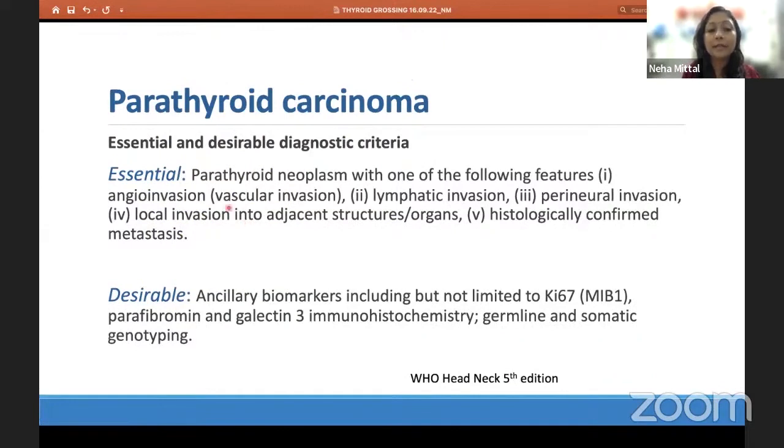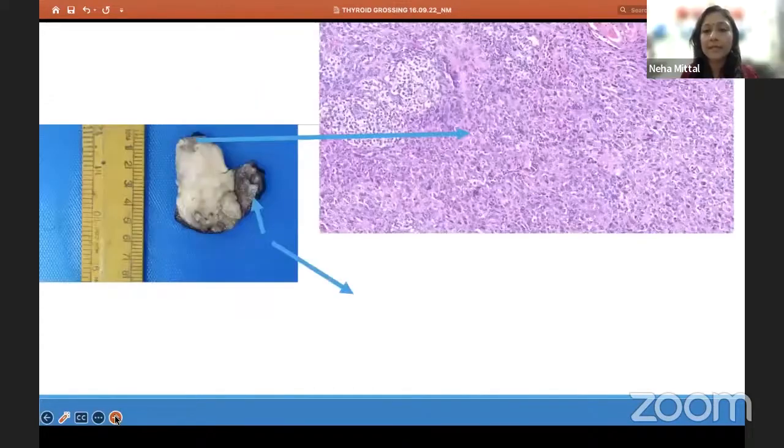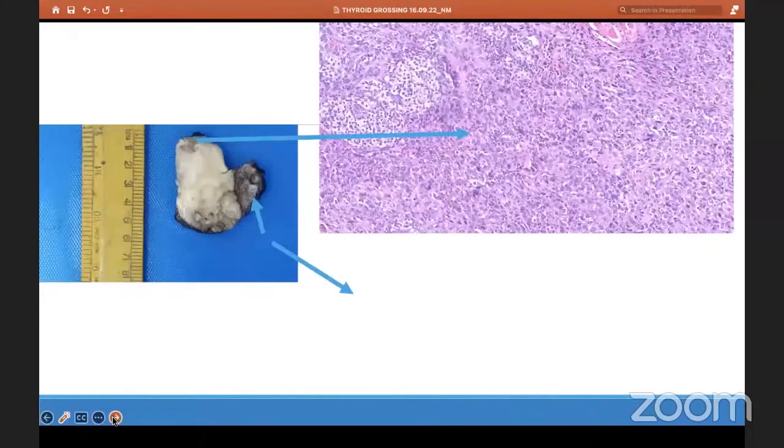This is the essential criteria for parathyroid neoplasm. As I said, Neha, can we wind up fast, because I think we're really done. One more slide. Thank you. Thanks. Wonderful presentation. Thank you.